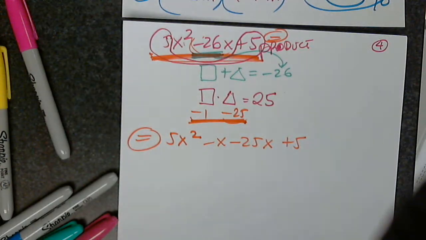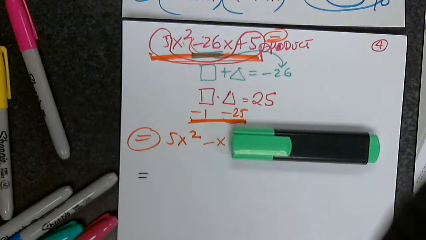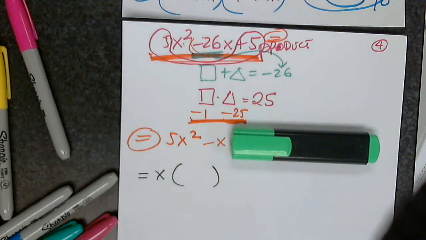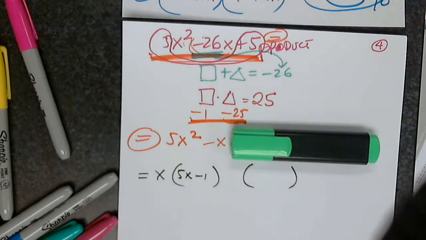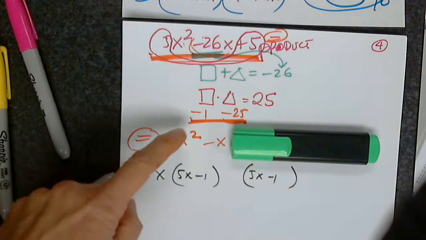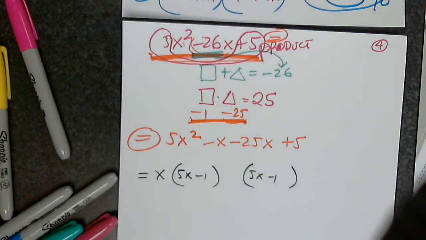So I cover the last two, and I look at the first two. What do these two have in common? X. Let's pull out an x. What is left in parentheses? What should I have in parentheses? Coming from the other two. Without even looking, I have to write it. There is no other way. How do I know it's there? Because I found two numbers with product is this and with sum is this. This must be there.